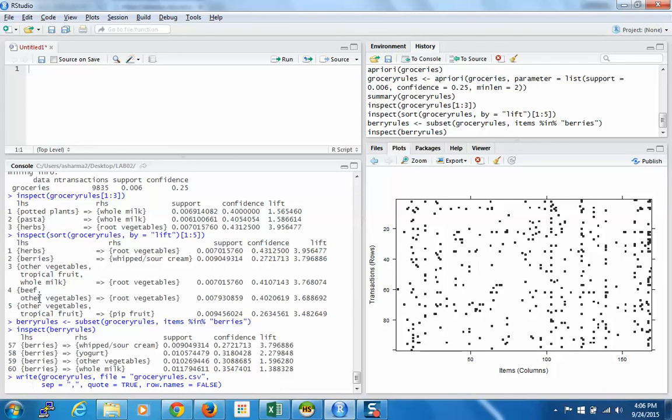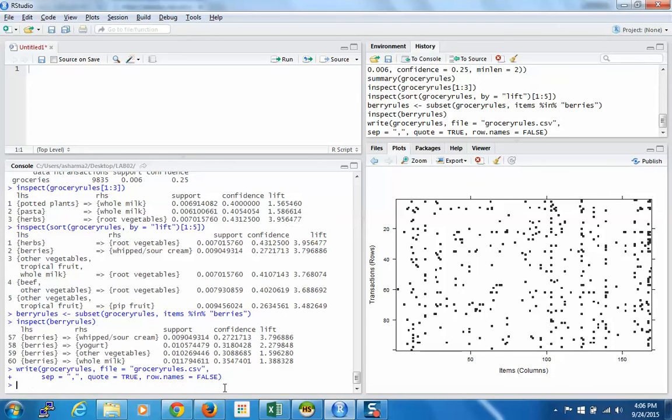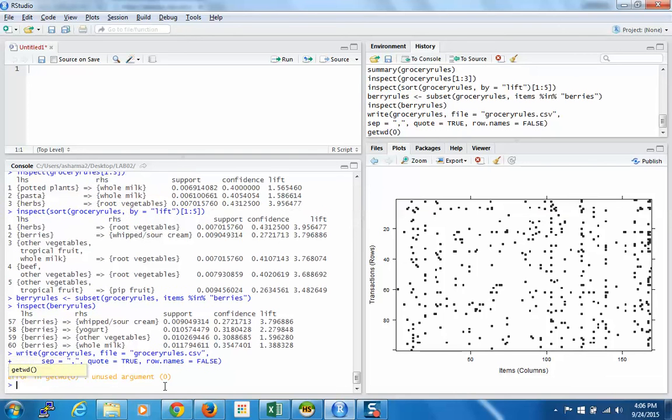So what row name means is that when I generate the file, I do not want these, say, 1, 2, 3, 4, 5. I do not want that counting that R does. So if I do not put row name is equal to false, if I remove this option or this parameter, it will put that 1, 2, 3, 4, 5, and it's annoying. So that's the reason I put row name is equal to false, and then I hit enter, and now grocery rules.csv is written.